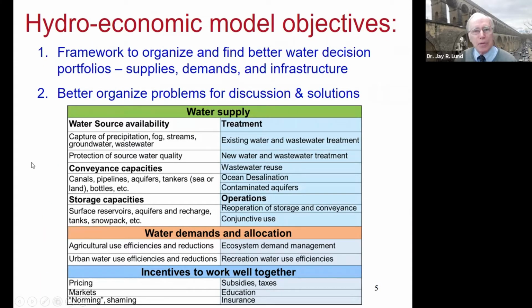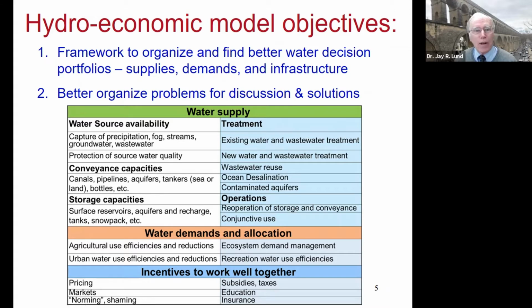Again, coming back to the objectives of hydroeconomic modeling, we're trying to develop a framework to organize and find better water decision portfolios. These portfolios consist of water supplies, different ways of managing water demands, and different ways of managing infrastructure. So this table down below sort of develops a taxonomy of what a water supply system portfolio might look like.